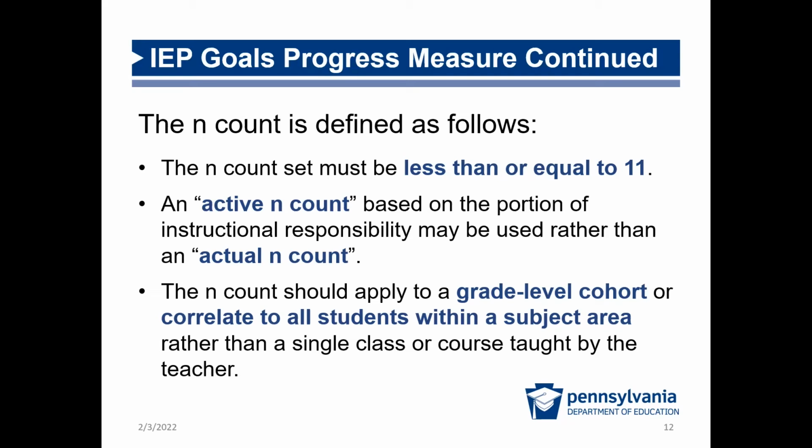And I say, okay, is the district using actual or active? If they're using actual, I definitely meet the end count, regardless of what it said. If I say active, I go, okay, what did my district set it at? They set it at 11. Okay, what is my active? How much is my responsibility toward those goals? Oh, I count 50% of my responsibility toward the goals. Therefore, when I take 50% times my 15, I get 7.5. I no longer meet the end count. So if my LEA is using active end count, I do not do IEP goals progress.